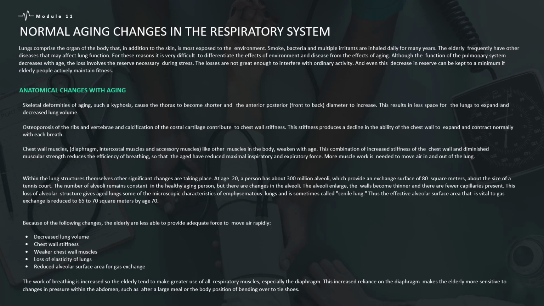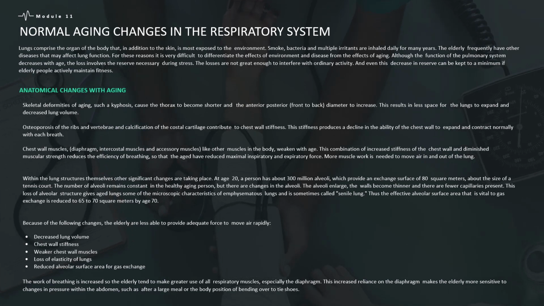Normal aging changes in the respiratory system. Lungs comprise the organ of the body that, in addition to the skin, is most exposed to the environment. Smoke, bacteria, and multiple irritants are inhaled daily for many years. The elderly frequently have other diseases that may affect lung function. For these reasons, it is very difficult to differentiate the effects of environment and disease from the effects of aging.